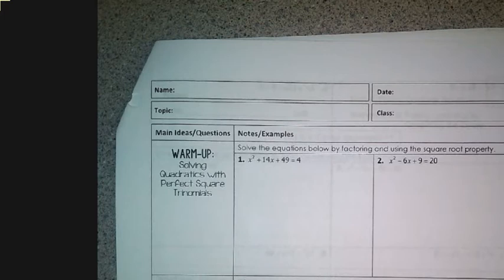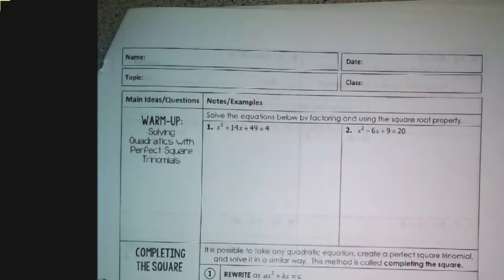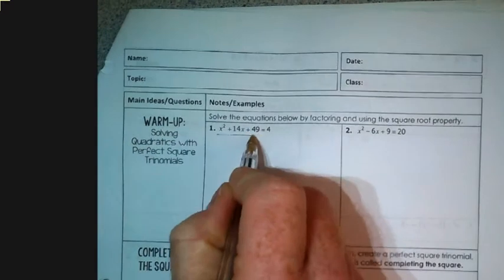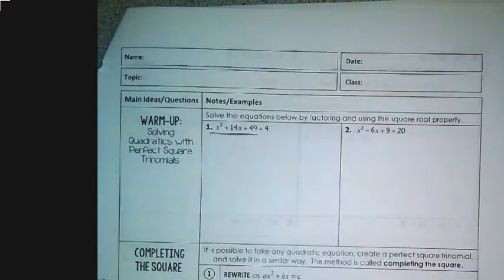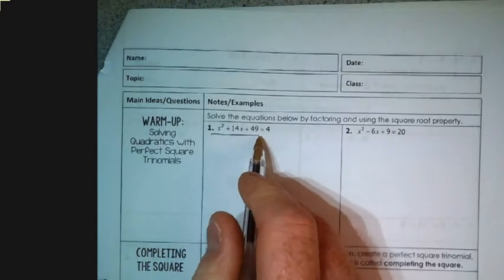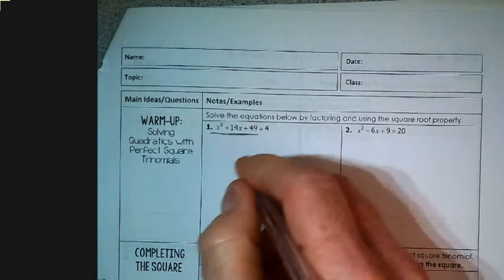We want to solve these equations below by factoring and using the square root property. Alright, so we have been discussing for the last several days, and we just took a test over it, how to solve quadratic equations by square roots. So that's what we're going to do here. But before we do that, we need to recognize that this quadratic is what we call a perfect square trinomial. So if it's a perfect square trinomial, we can factor it like this.